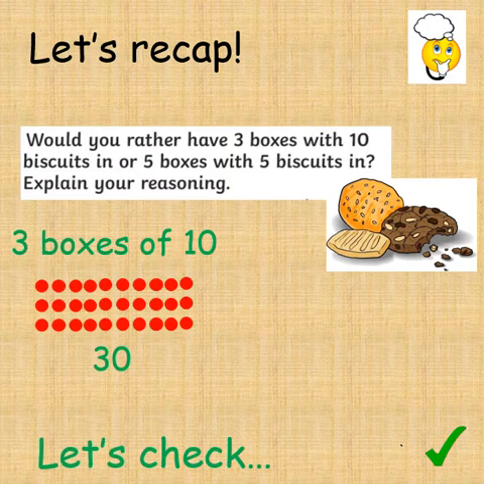Okay, now first of all, well done to everyone, because this is a really tricky question. So I'm proud of you all just for having a go. Let's have a look. So the first thing that we would need to work out is how many biscuits were in 3 boxes with 10 in each one. So I've drawn an array to show 3 boxes of 10. So you can see I've got 10 biscuits and I've got 3 rows, 3 boxes of them. And altogether I've got 30 biscuits.